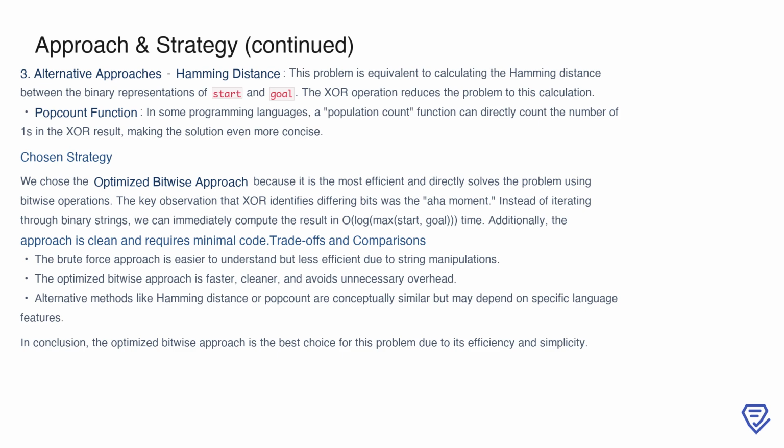Among all these approaches, the optimized bitwise solution stands out as the most efficient and practical. The insight that XOR directly identifies differing bits was the pivotal realization, allowing us to compute the result in O(log(max(start, goal))) time. Compared to the brute force method, it eliminates unnecessary overhead and is faster and cleaner. Alternative methods like Hamming distance or popcount offer similar conceptual solutions but might depend on language-specific features. Ultimately, the optimized bitwise approach is the best choice for its balance of efficiency, simplicity, and minimal code requirements.